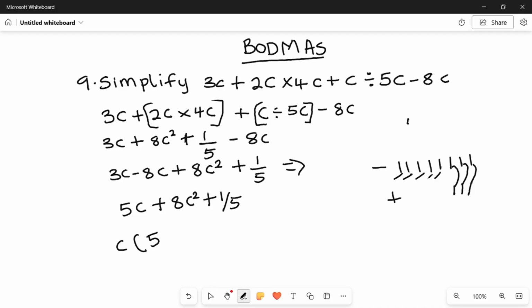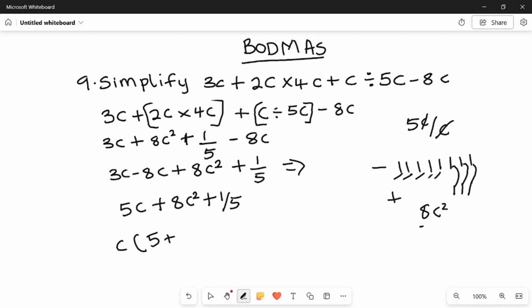5c divided by c, write it here. 5c over c. C will cancel c. We'll be left with 5. There's a positive sign behind this c. Positive times this positive here will give us positive 8c squared divided by c.